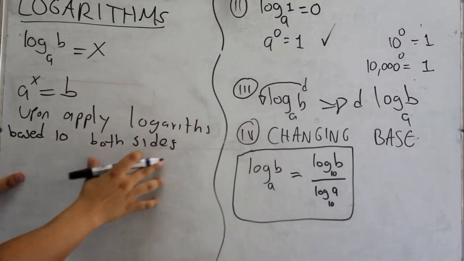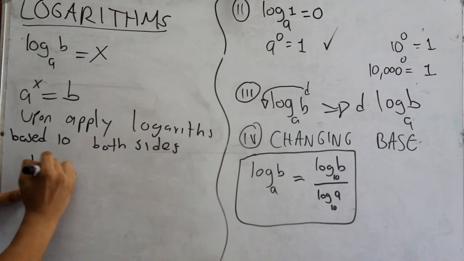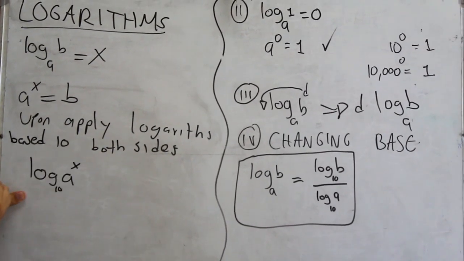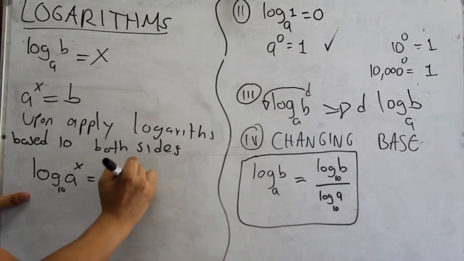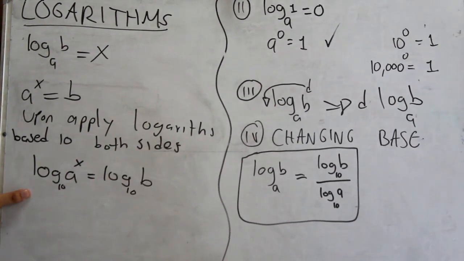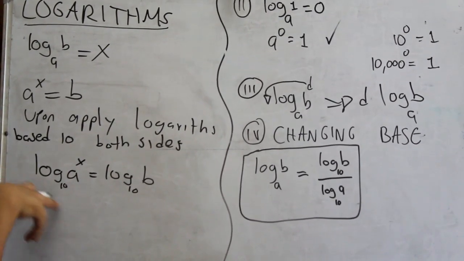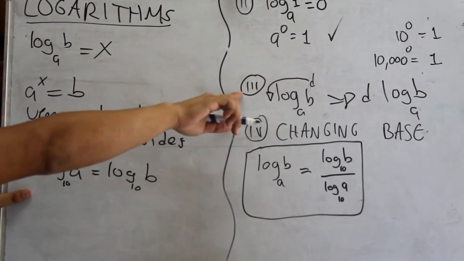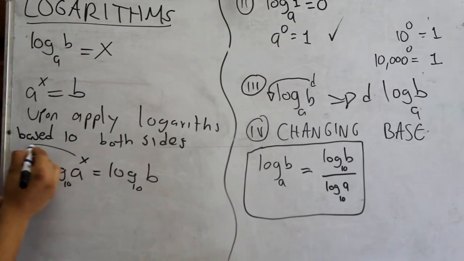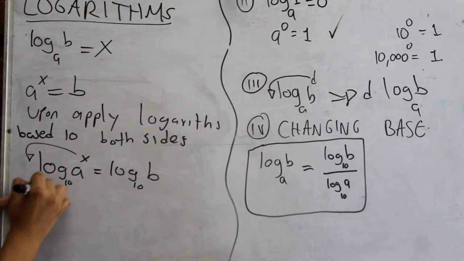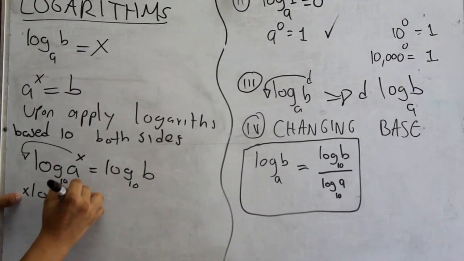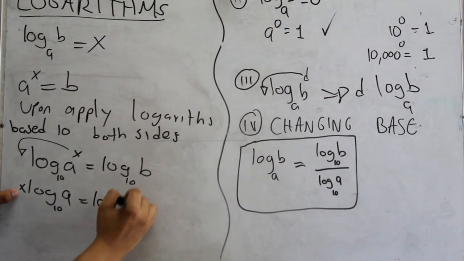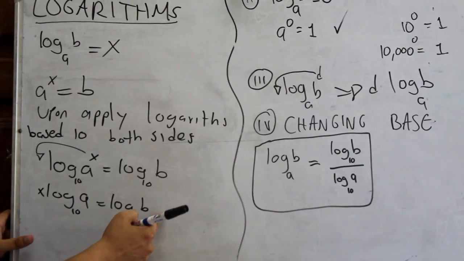So if I apply logarithm base 10 both sides, I get logarithm base 10 of a power x is equal to logarithm base 10 of b. According to the rule we studied here, the third rule, this x should come down, so I get x logarithm of a base 10 is equal to logarithm base 10 of b.